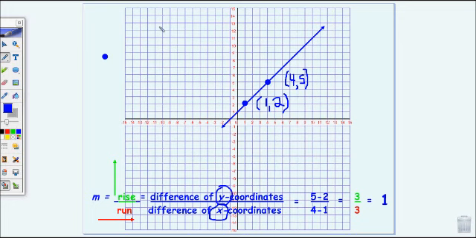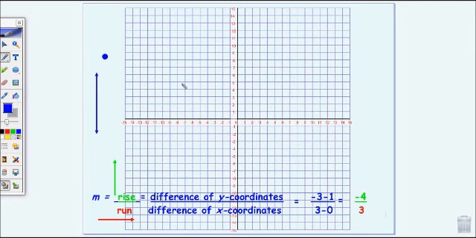Okay? I could also have done it from my improper fraction there, 3 and 3. I could rise 3 and run 3, and rise 1, 2, 3, and run 3. But we always simplify our slope, so it would be 1 over 1 or 1.